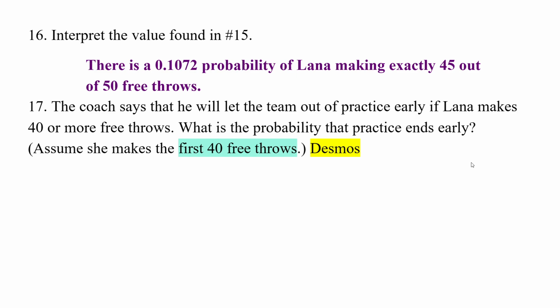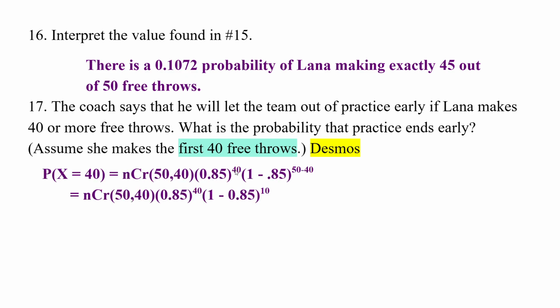Okay, so on number 17, Coach says that he will let the team out of practice early if she makes 40 or more. So what's the probability that practice ends early? In this particular case, we're going to assume that she makes the first 40 free throws. So there are two ways to work it. We're going to look at Desmos first. So we're looking for exactly 40, the same way we just did in number 15.